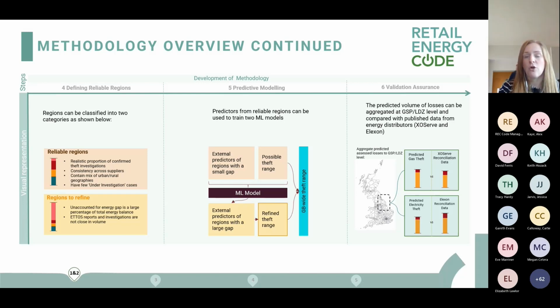So we used the reliable regions, the ones where we had inferred there were good quality investigations, to build first of all a classification model. This was to identify if theft had occurred or not. And then we built a second model which would quantify the volume of energy theft.